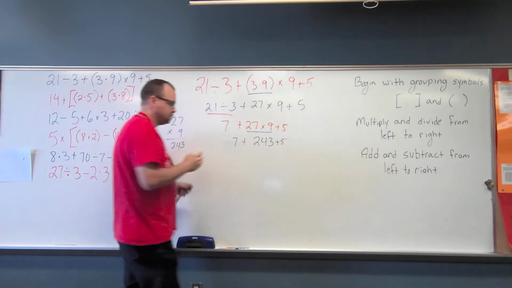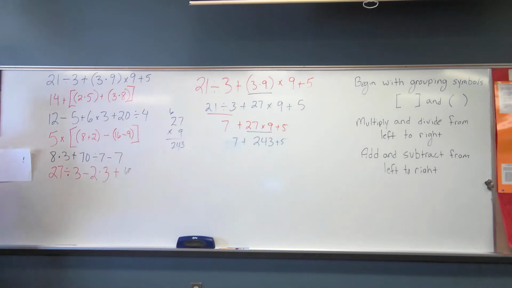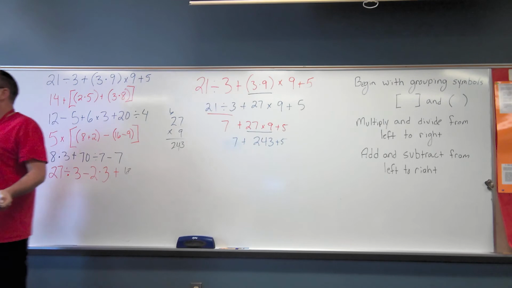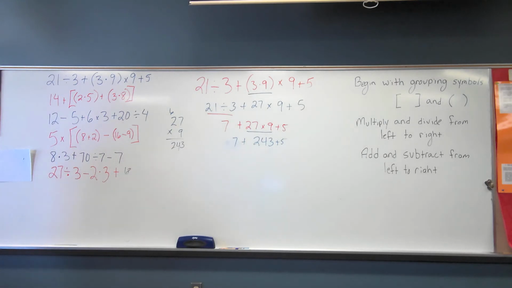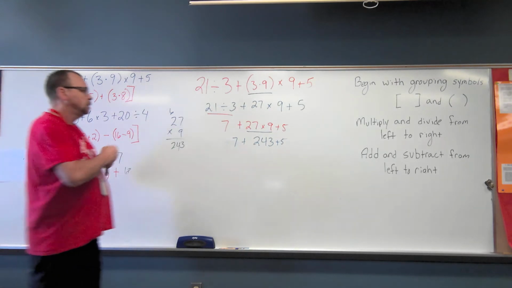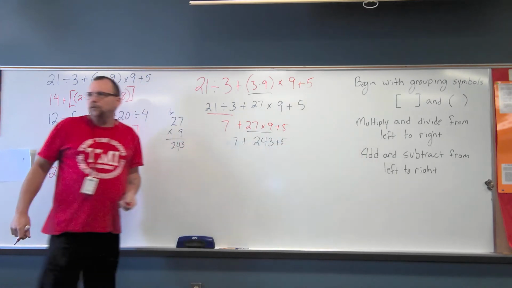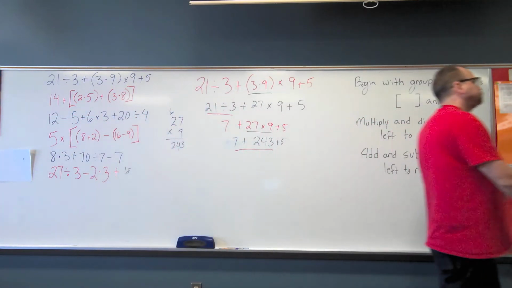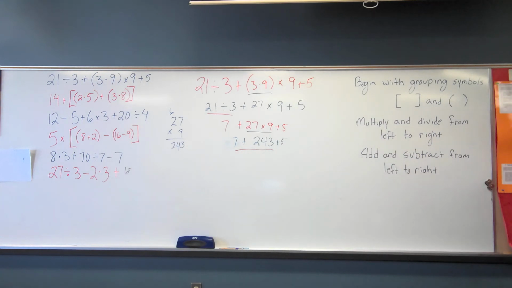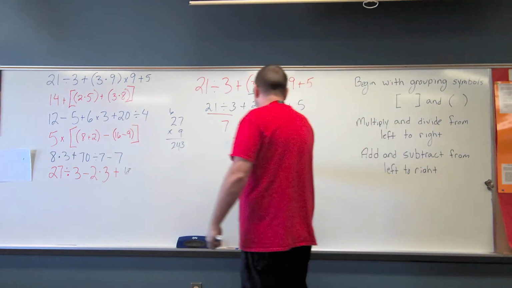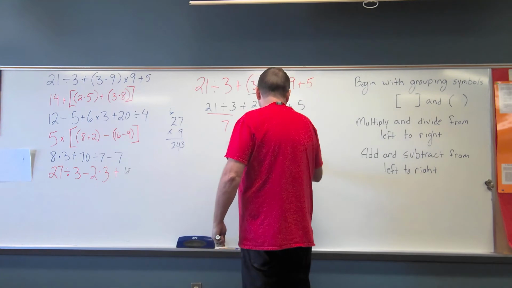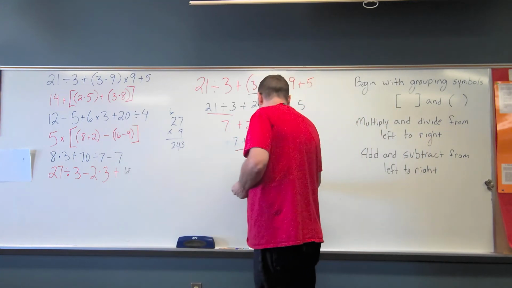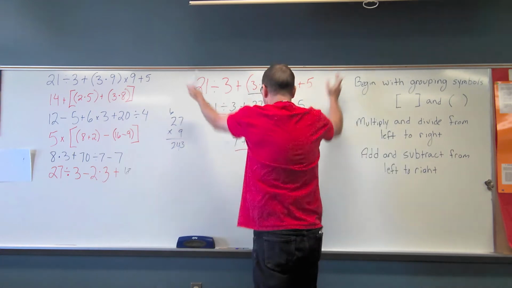Then we only have addition, so we work it from left to right. Jackson, 243 plus 7? 250. Done with that. And Jackson, 250 plus 5. 255. Good job, Jackson. And we've funneled down.